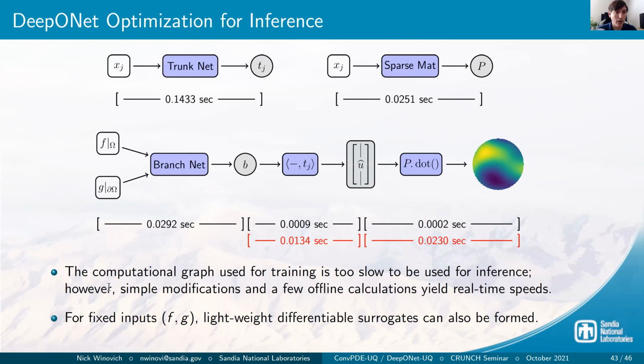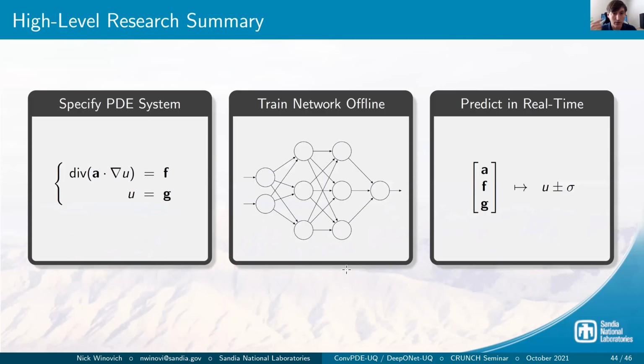And also another advantage to DeepONet over the convolutional approach is that conversely, if you fix the F and G, you can basically do the same thing, but you can define your surrogate model in terms of a neural network, basically just a weighted neural network, and you can use automatic differentiation to get the surrogates automatically.